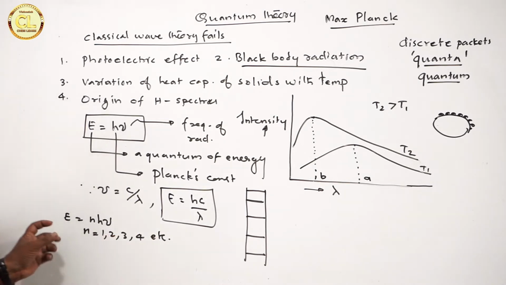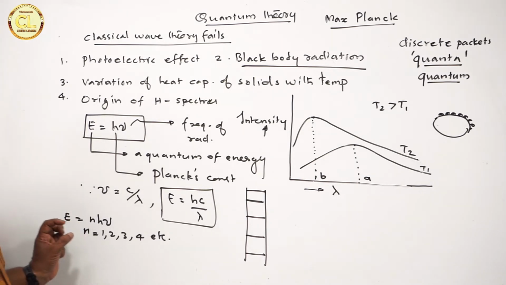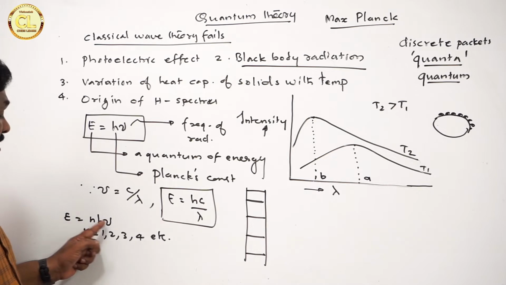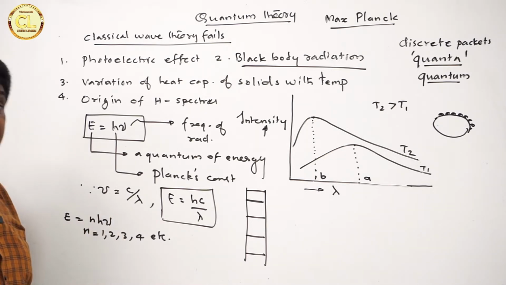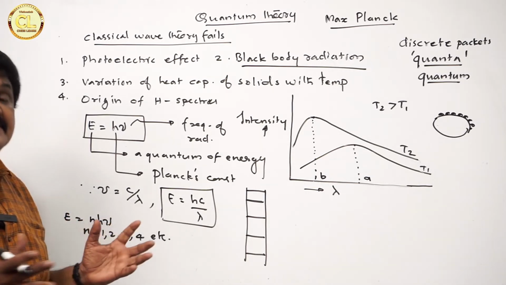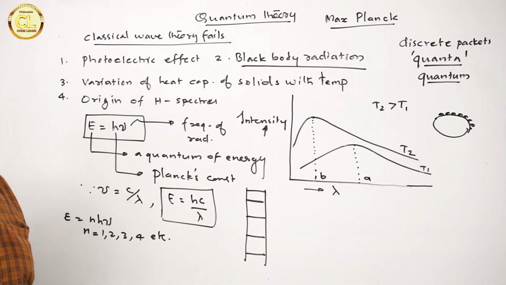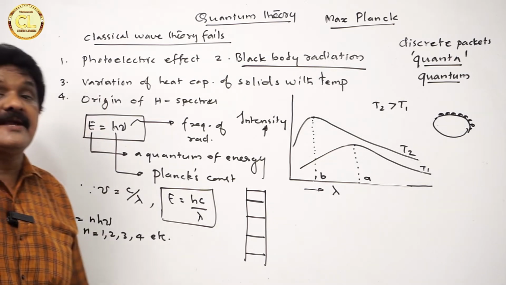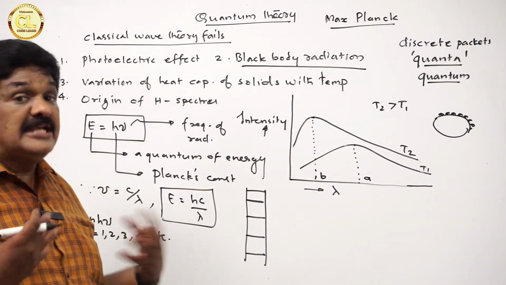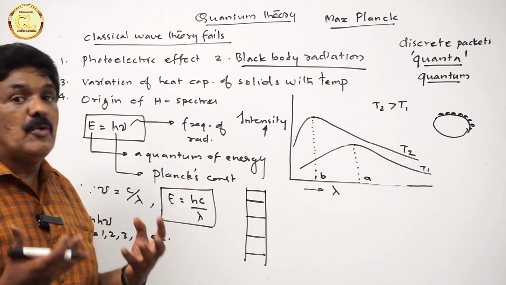That is, the quantum of energy takes the value 1 into h nu, 2 into h nu, 3 into h nu, and so on. Never does it take a value between these values, or a fractional value. Actually, this quantum theory helped Niels Bohr to introduce a new model of atom.